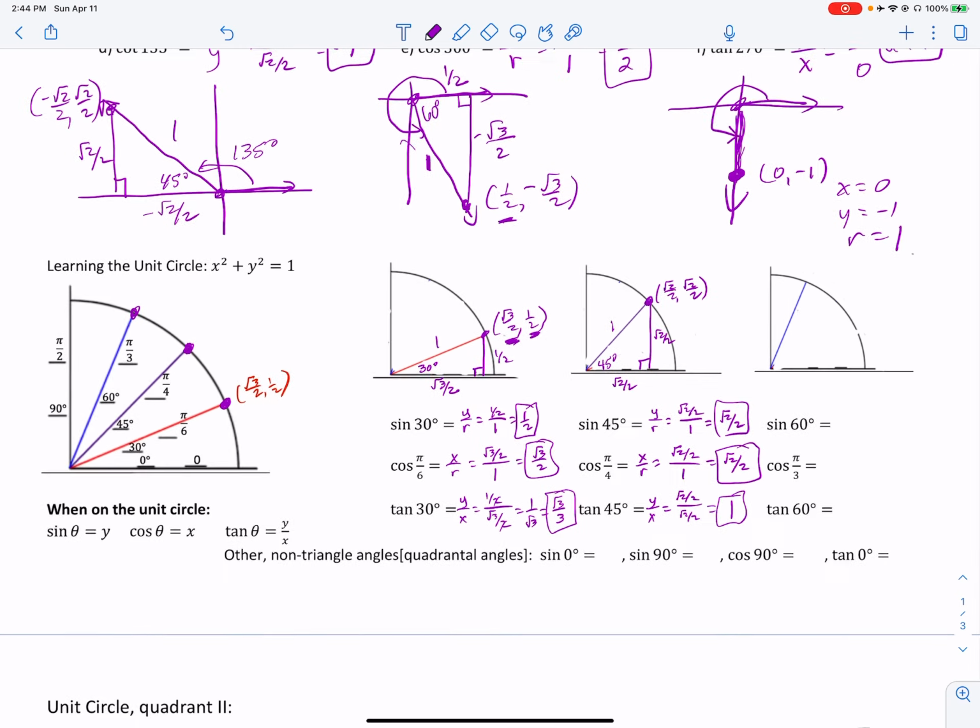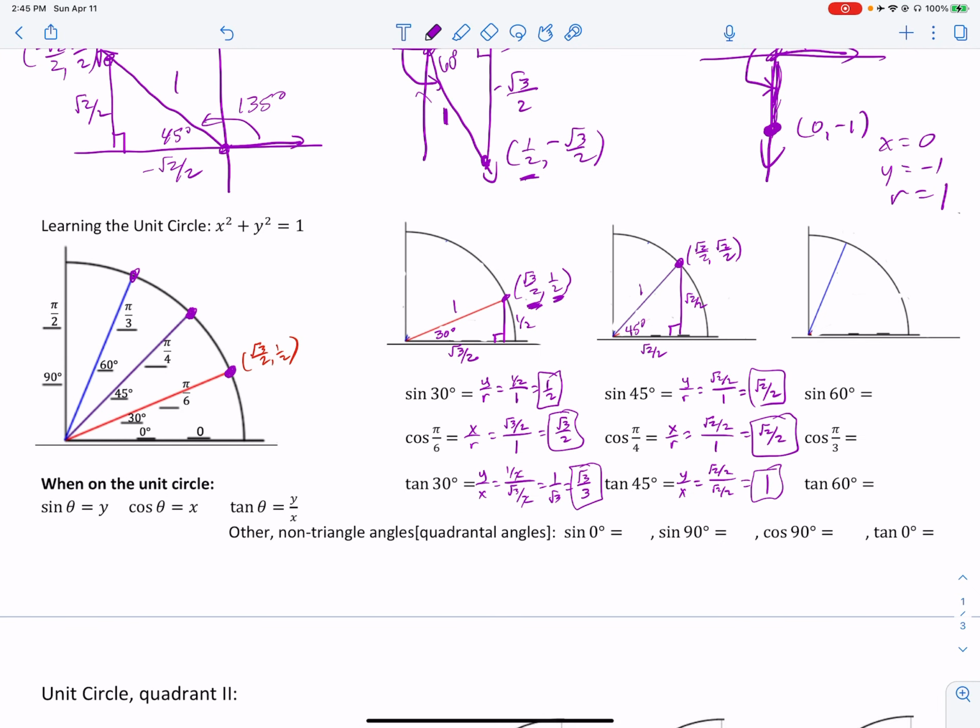So when I'm looking at 45 degrees, I'm going to come to this ordered pair. And remember, for 45 degrees, that's root 2 over 2 to the right and root 2 over 2 up in the triangle. And that's that ordered pair. And then I can use the definitions: sine is your y value, cosine is your x, tangent's y over x, and all the reciprocal functions. When on the unit circle, sine of theta is y, cosine of theta is x, and then tangent is your y over x.